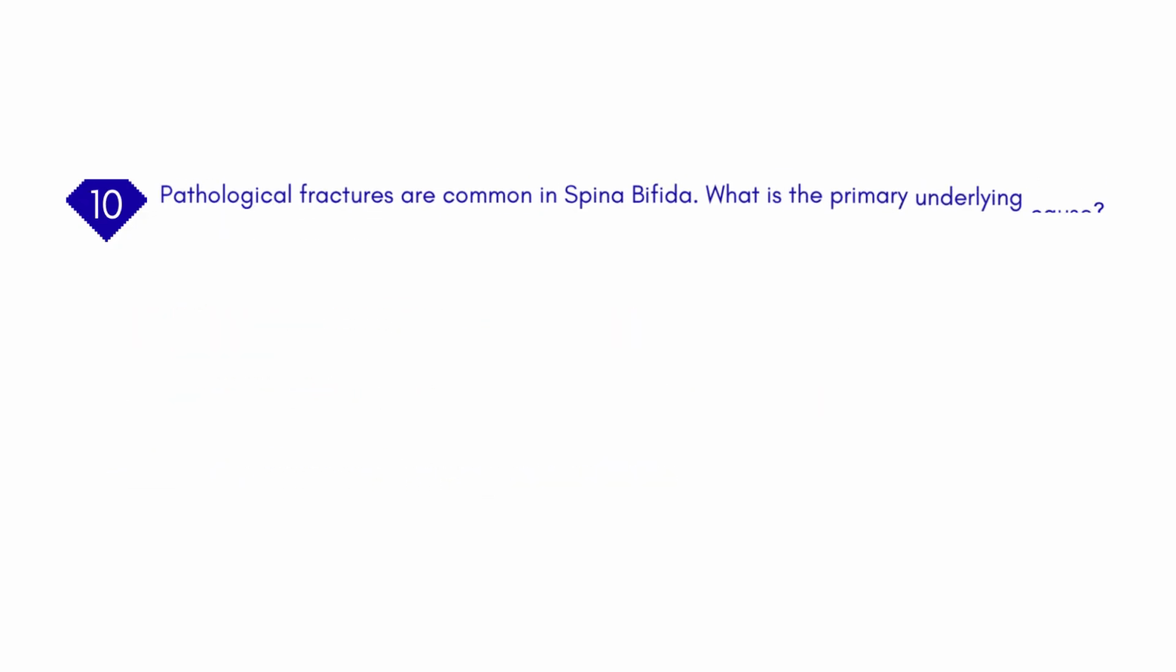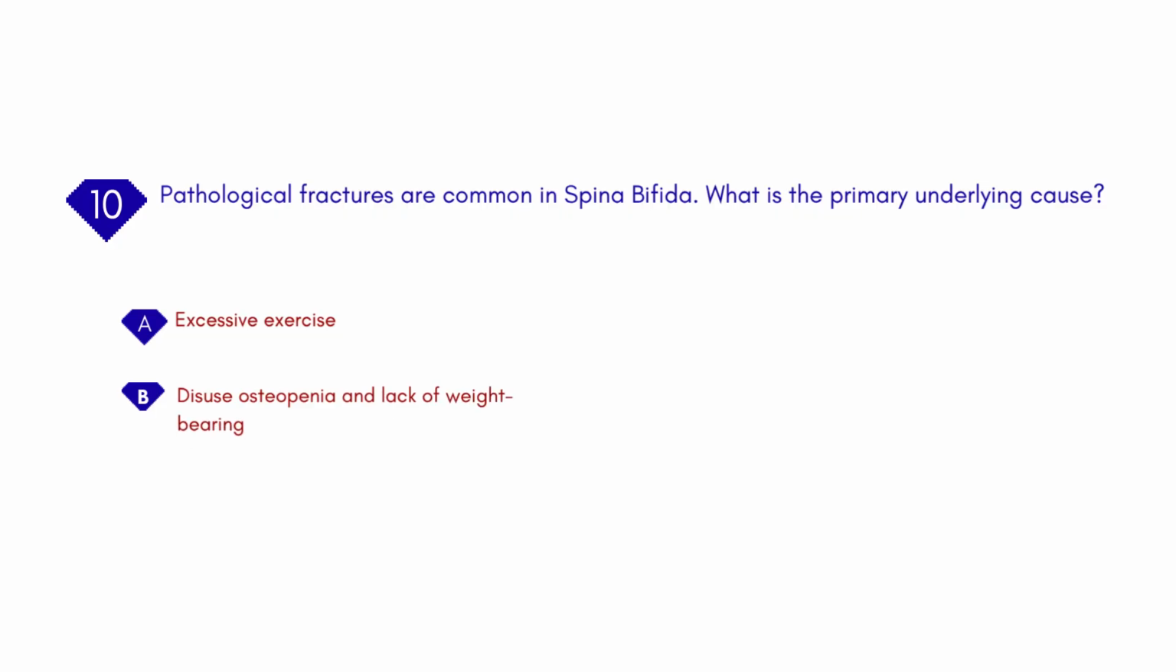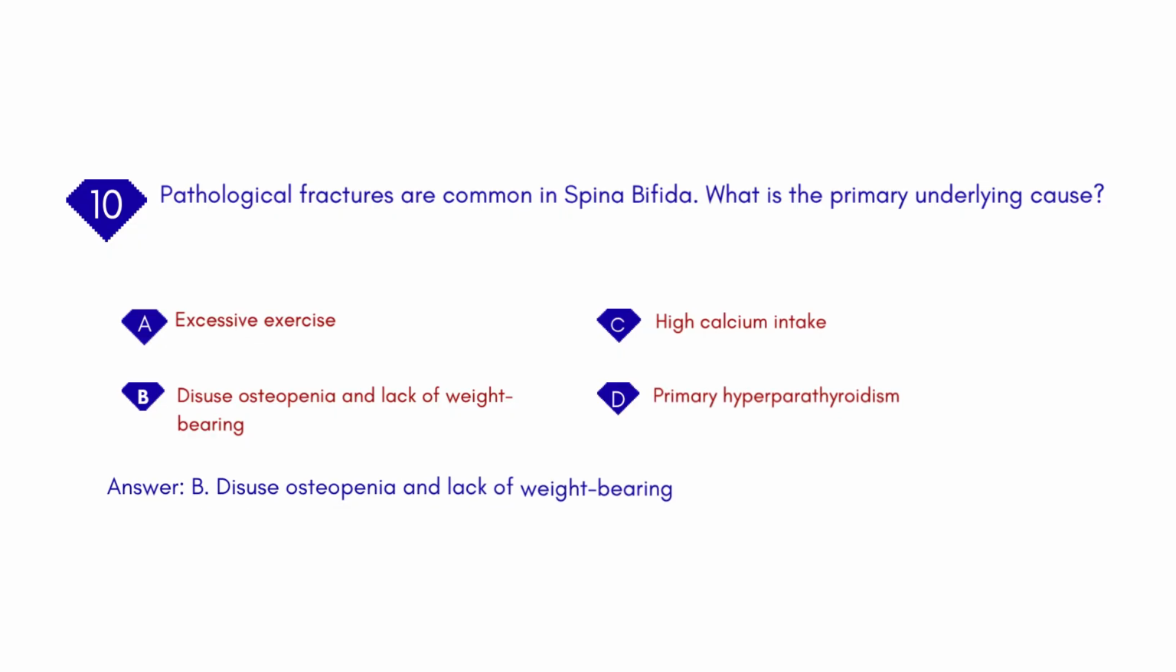Pathological fractures are common in spina bifida. What is the primary underlying cause? A. Excessive exercise. B. Disuse osteopenia and lack of weight bearing. C. High calcium intake. D. Primary hyperparathyroidism. Answer: B. Disuse osteopenia and lack of weight bearing.